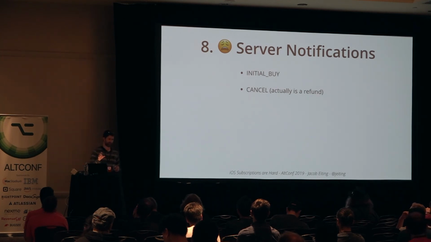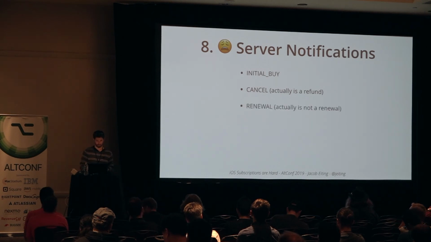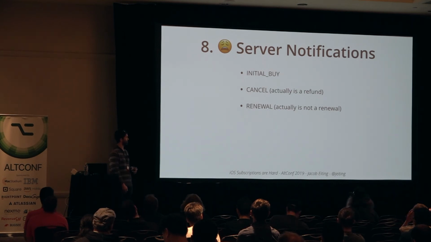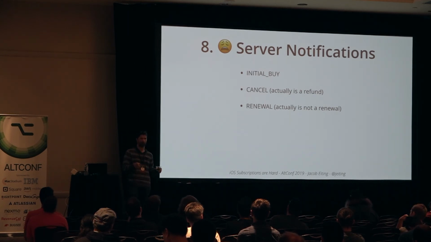Inside the transaction fields in the receipt, cancellation date also maps to when somebody got a refund. So I guess it's internally consistent, but it's very confusing. Renewal. Oh, they did add renewal. Great. No, they didn't actually. It's actually not a renewal. This is really useful. So when somebody has a billing error and their subscription stops, and then they fix their credit card and it renews, that's the method that they get sent.